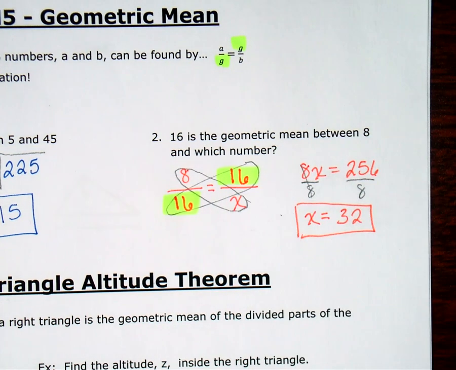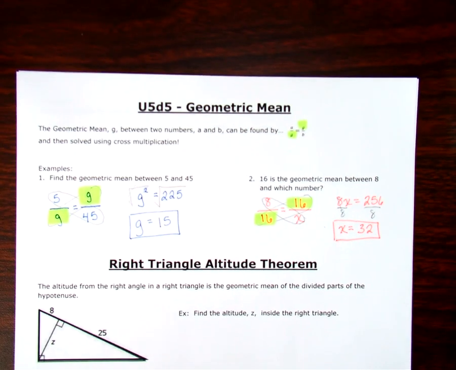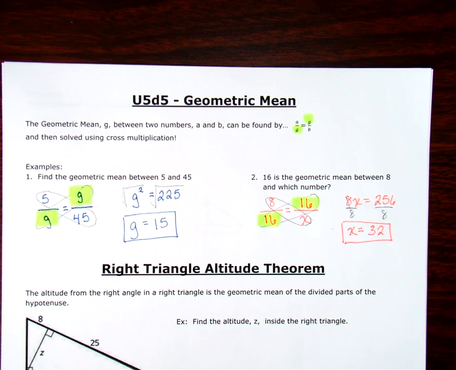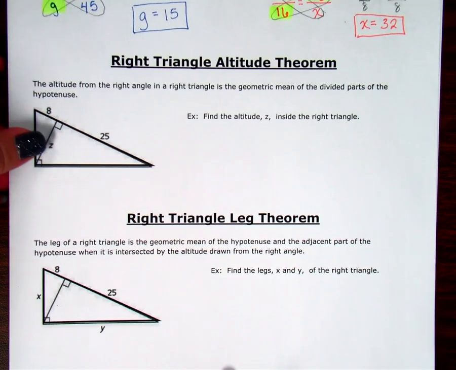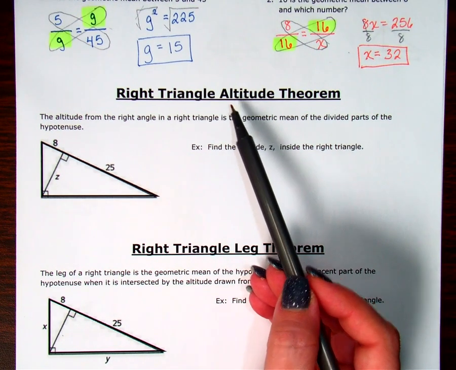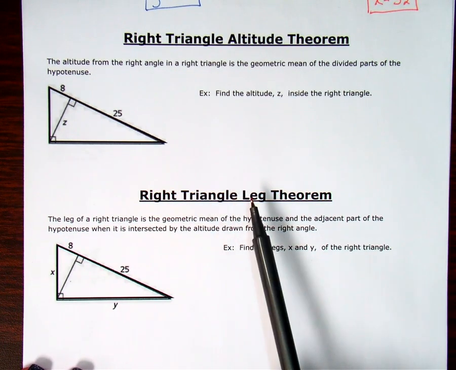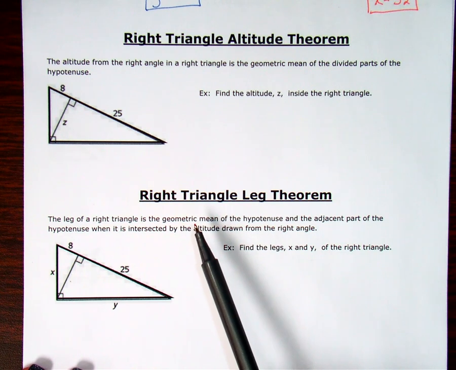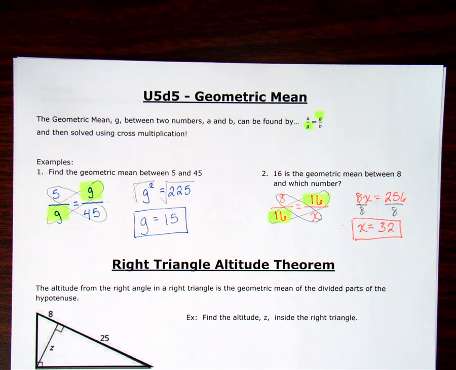Okay? So that is setting up the proportion when you're told to find a geometric mean, or you're told you have a geometric mean and you want to find one of the other numbers. Okay? In the next video, we're going to apply geometric mean to right triangles. We're going to have two theorems. We're going to have a right triangle altitude theorem that uses the geometric mean, and then we're going to have a right triangle leg theorem that uses the geometric mean. Okay, so make sure you come back for that next video to see how to apply this in an actual geometric problem. Okay, thank you so much for watching.